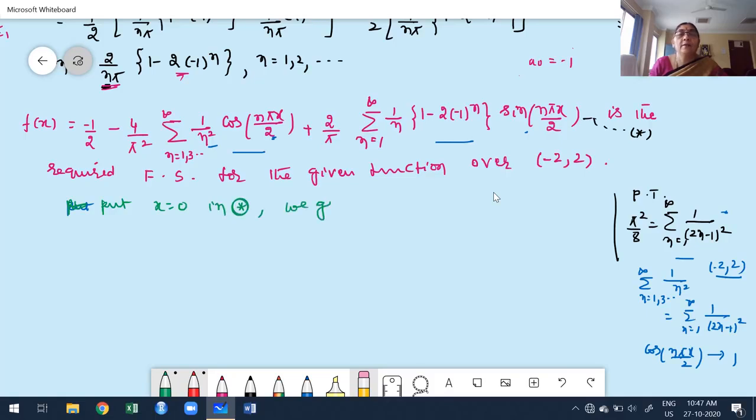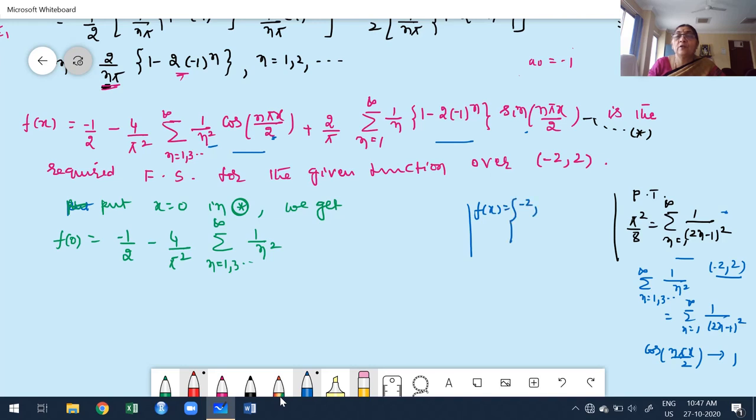we get f of 0 is nothing but minus of minus 4 by pi square, summation over n odd values only, 1 to 3 by n square. But what's the function they have given? What's the function? f of x is minus 2 for minus 2 to 0, and x for 0 to 2.